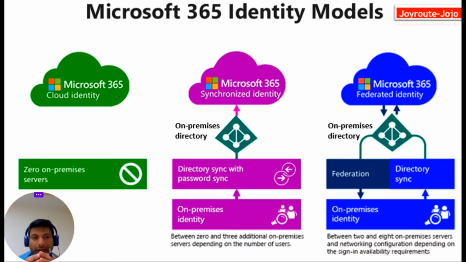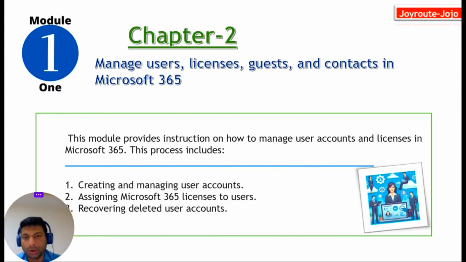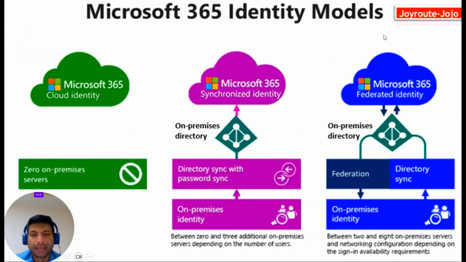An organization can choose to maintain identities only in Microsoft 365. This is called cloud identity. Or you can choose your on-premises identities that sync to Microsoft 365. This is called synchronized identity. And the third one is federated identity. So we will talk about these 3 right now.